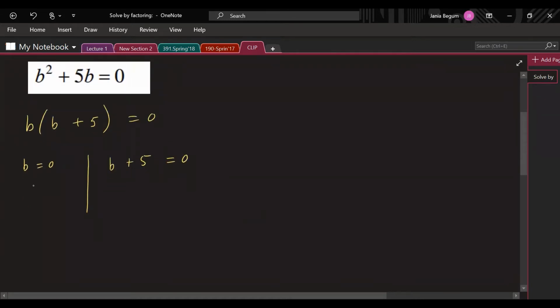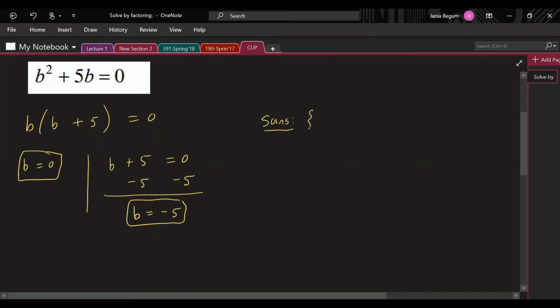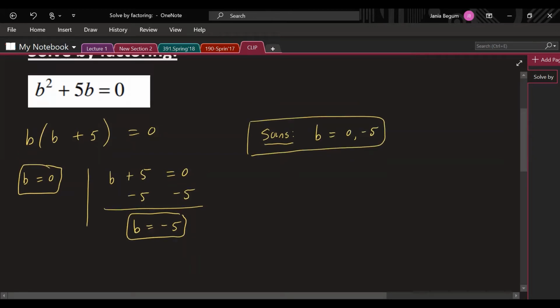So you have b equals 0, so that's already solved. B plus 5, we can solve for b by subtracting 5 on both sides. So that would give us b equals negative 5. So there you go, you have two solutions to this problem. We have b equals 0 and negative 5. And you can also check, because this is a degree 2 equation, we're expecting two solutions. So hopefully that makes sense.